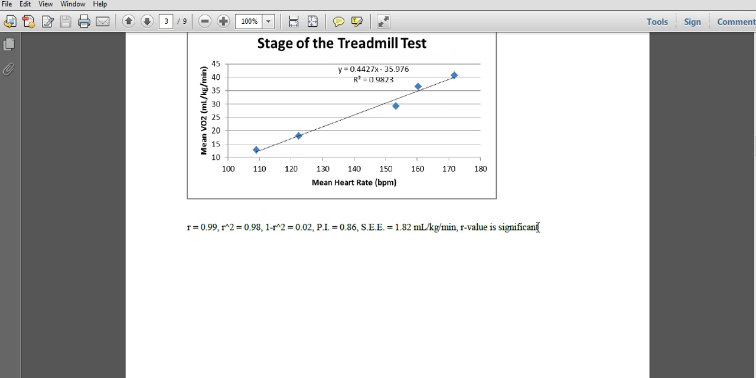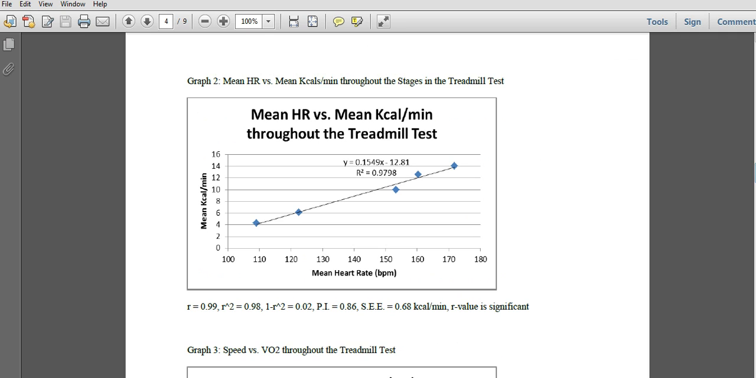For the graphs that have this stuff under it, the same items are required from the first lab, and although these aren't explained in this example that I sent you guys, you need to just give me a little explanation of what each one of those means, just like in the first lab. Okay, next we have graph 2, mean heart rate versus mean kcals per minute.